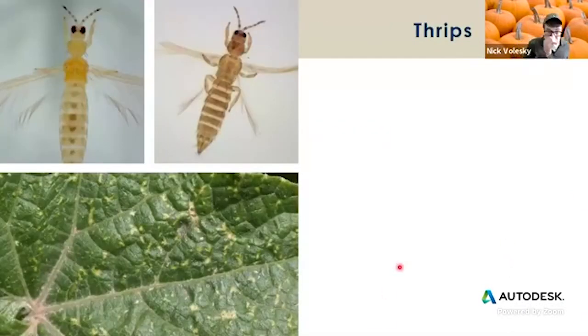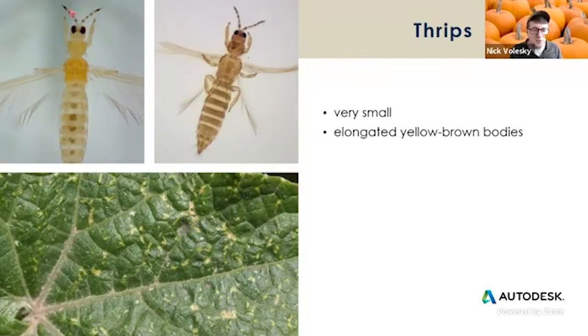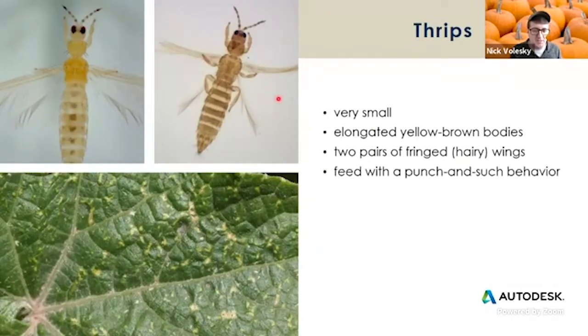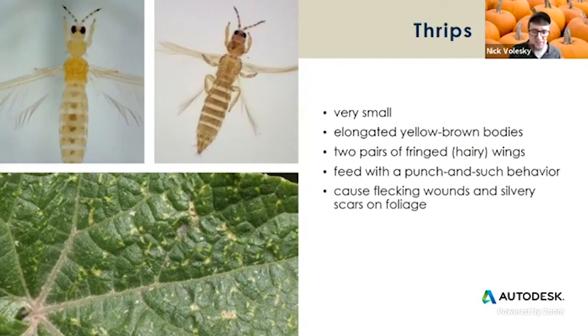So the last one I wanted to talk about was thrips. If you guys are familiar with thrips, they're very small. The two species that we see in Utah are the onion thrips or the western flower thrips. They have elongated brown bodies, and they have two pairs of fringed or hairy looking wings. They have beak-like mouth parts, which they use in a feed-and-suck behavior. So here's a picture of a pumpkin leaf. You can see the thrip feeding on there, and this causes flecking, wounds, and silvering scars on our foliage.